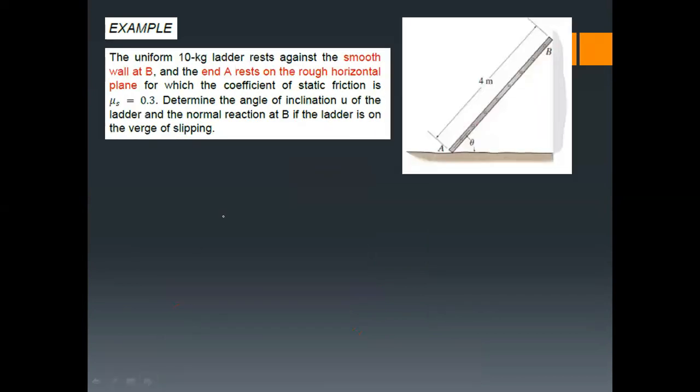Next is, ito example natin ng isang ladder. So the uniform 10 kilogram ladder rests against the smooth wall at B. So ito yung B natin, may wall tayo dito, may surface dito, and end rest on a rough horizontal plane, for which the coefficient of static friction is 0.3. So determine the angle of inclination of the ladder, and the normal reaction if the ladder is on the verge of slipping.